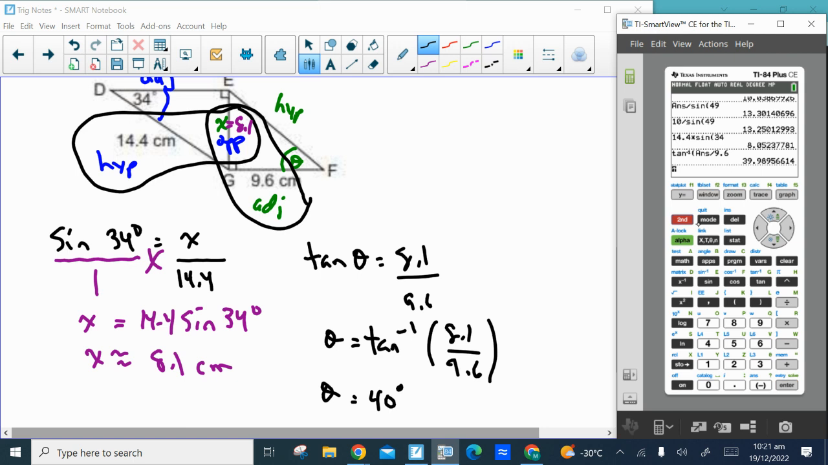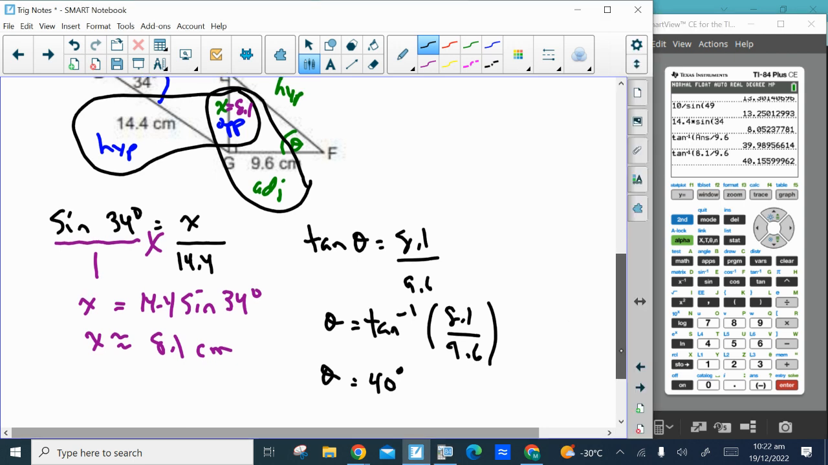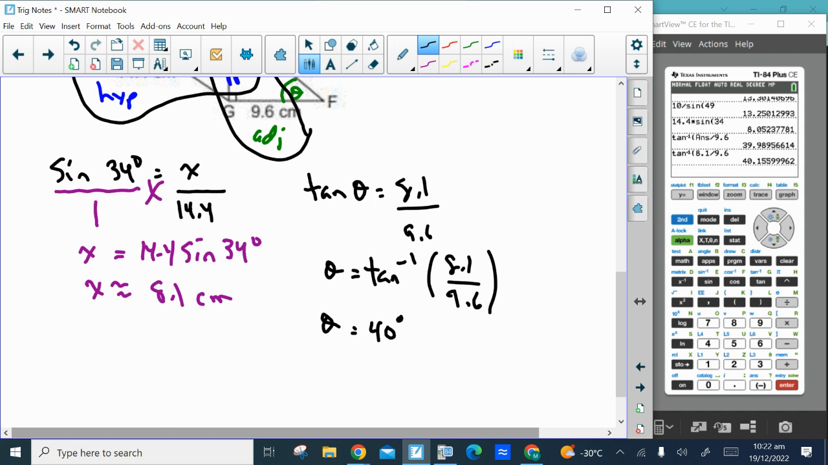Let's see if it does make a difference, though, if we don't use the entire decimal. If you just go 8.1 over 9.6, let's see if it does make a difference to the answer. And in this case, it doesn't. But sometimes it will, so we always use the entire decimal. We've seen cases where it does make a difference.